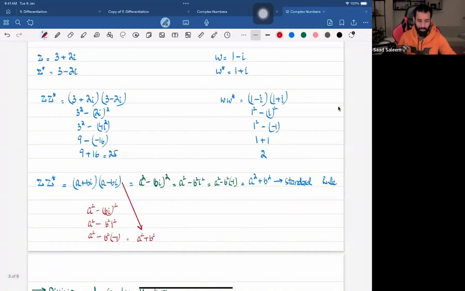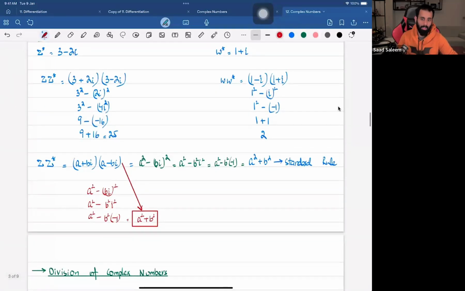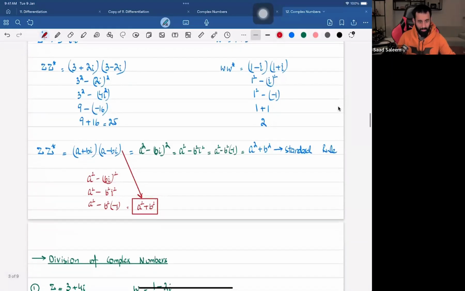No, no, you don't have to show this in the exam. You can just straight away write a square plus b square. Okay, this is now, you can say, a different version of the third identity when you have complex numbers. All good. Now don't forget this.